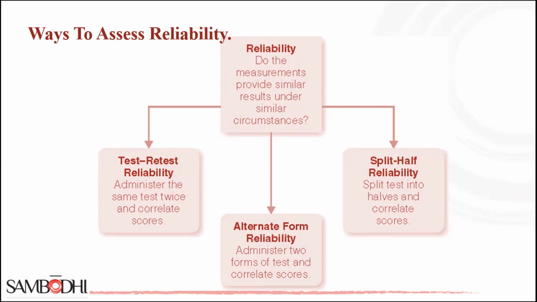To establish test-retest reliability, we administer the identical test a second time, usually after a week or two has gone by. We then calculate a correlation coefficient for the first and second test scores. The time interval between the test runs must be specified because retest correlation decreases as the time interval between tests increases.